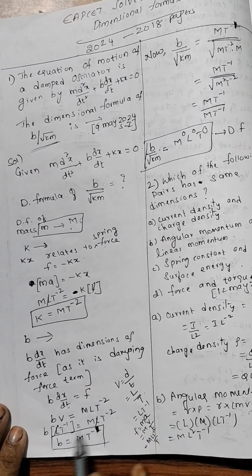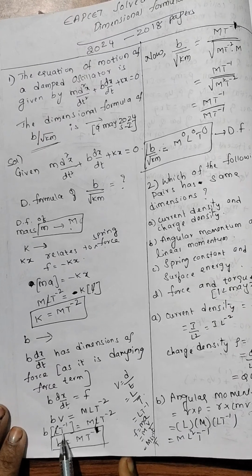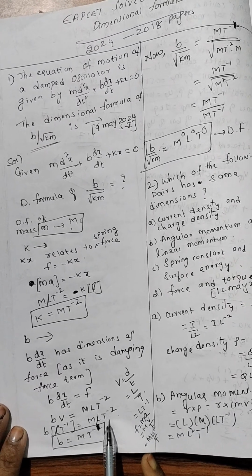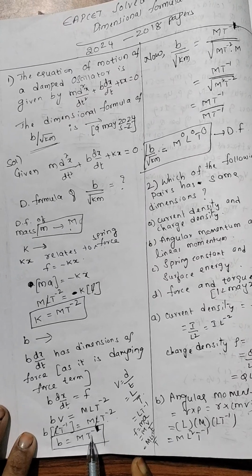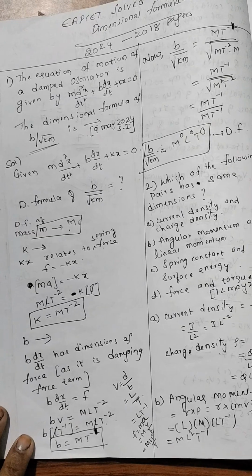So on striking off L and L, for b we got M T. Now here T^-1 is there, and it comes from the denominator to the numerator, so we will get T^-1. So the value of b is MT^-1.